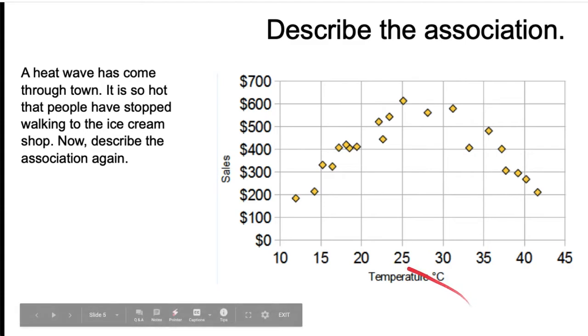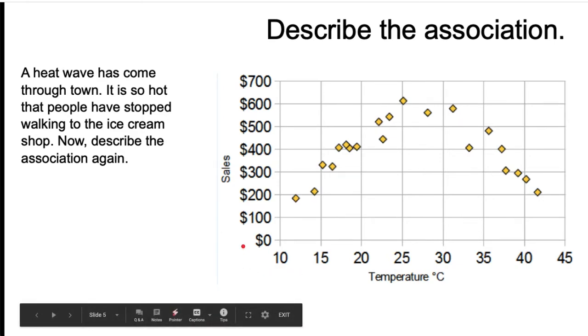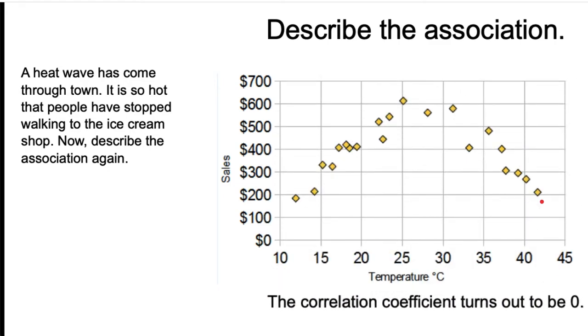Now, it is very important that you have linear data when you are looking at correlation, because here's a sample where we continue the same scenario, but it gets so hot that people have stopped walking to the ice cream shop. It's a heat wave in town, so people just stay indoors. Is there still an association? Yeah, absolutely. Looks like a pretty strong association as well, but if you actually calculated your correlation coefficient here, it turns out to be 0.